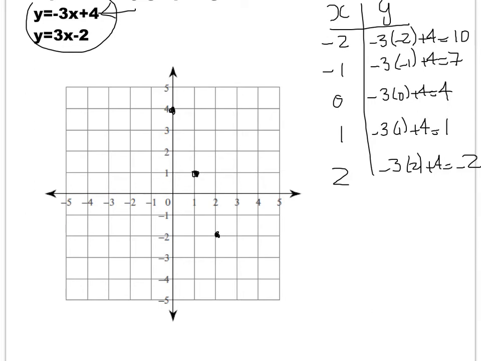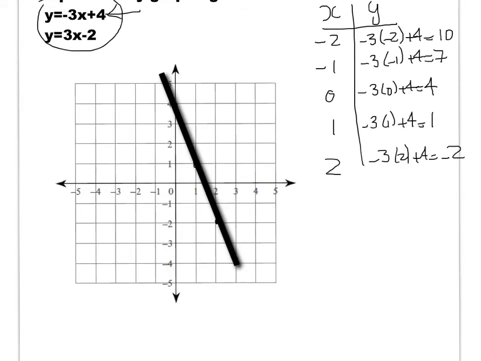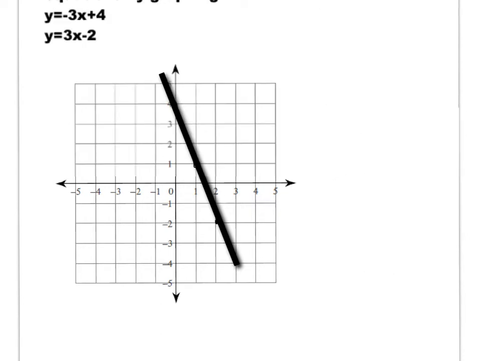And then what I'm going to do is draw the line going through these 3 points, which is the line which is just drawn. Now I'm going to follow the same technique and plot the next line, which is 3x minus 2. Again, I'm going to draw the table of values, x and y.